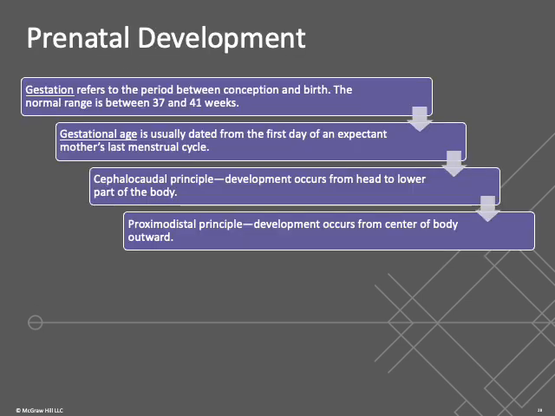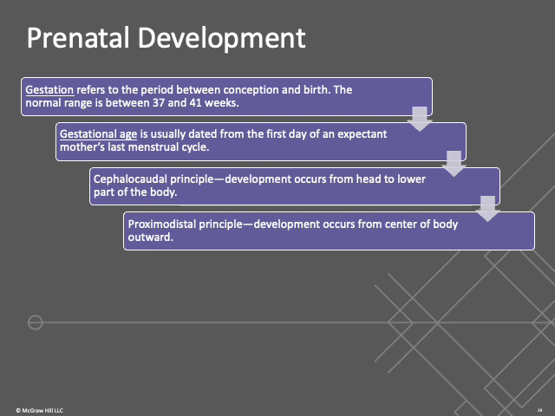Let's transition into talking about prenatal development. Gestation refers to the period between conception and birth. The normal range is between 37 and 41 weeks. Gestational age is usually dated from the first day of an expected mother's last menstrual cycle.